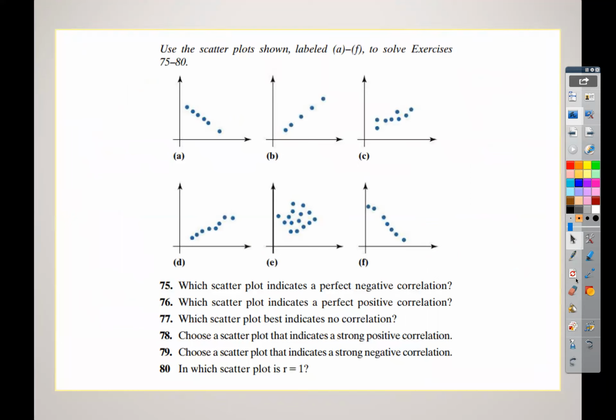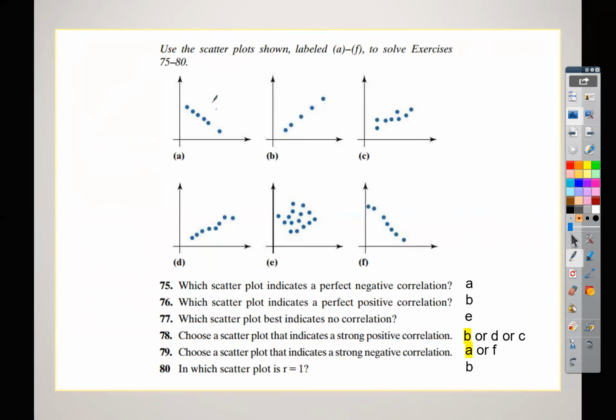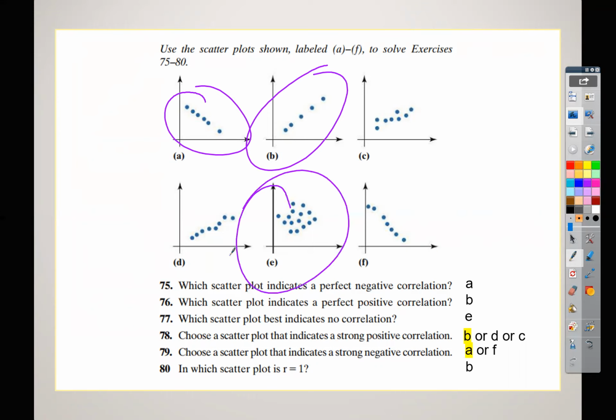So use the scatter plots shown below to solve. Which scatter plot indicates a perfect negative correlation? So A is a perfect negative. Which scatter plot indicates a perfect positive? That would be B. B is pretty perfect. Which scatter plot best indicates no correlation? You're just looking at a jumble of points in E.